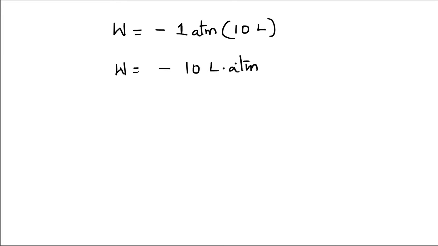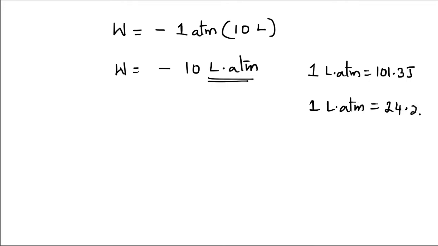And what is the negative indicating here? The negative is indicating that work is done by the system. How can we say work is done by the system? It is an expansion. In expansion, the work is coming from the system, by the gas. So this is in liter atmospheres, which is a unit of energy. And if we want to convert that into joules and calories, we need a conversion factor. What is the conversion factor? 1 liter atmosphere is equal to 101.3 joules. At the same time, 1 liter atmosphere is equal to 24.2 calories.